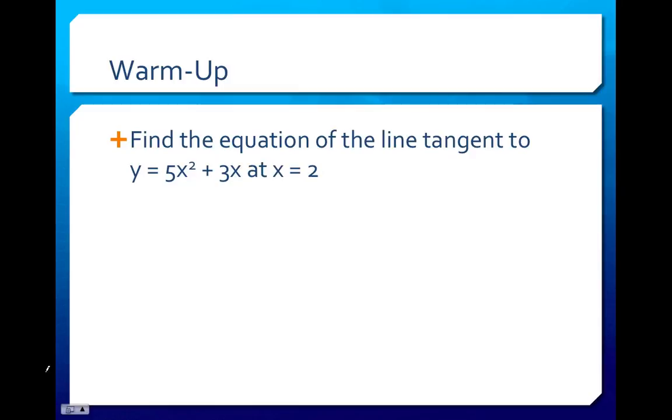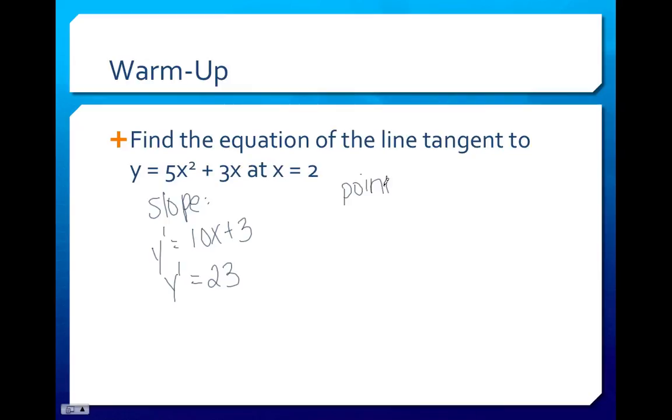Okay, so to find the equation of the line tangent to this function at x equals 2, I need a point and I need a slope. So for the slope, I need to find y prime, which is going to be 10x plus 3. When x is equal to 2, that's going to give me 23.